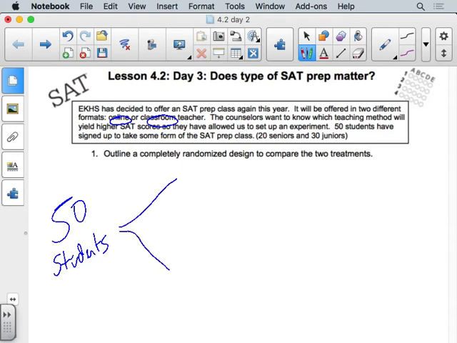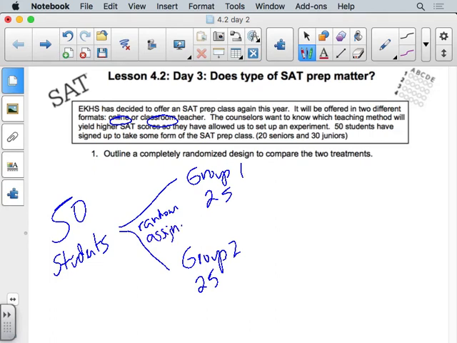So we're actually not going to do that just yet. We're going to completely randomize the design. We're just going to split them into two groups, group 1 and group 2, and there's 25 in each. And I randomly assign. Random assignment, again, is like using a calculator to label all the students 1 through 50 and get a sample of 25 and group them into the first group. The others go to group 2.